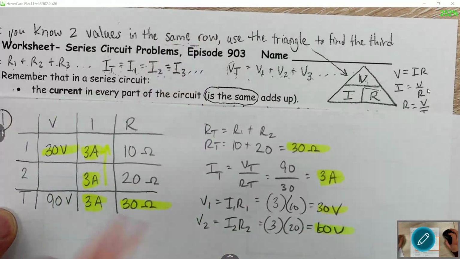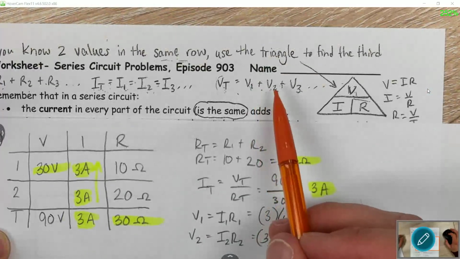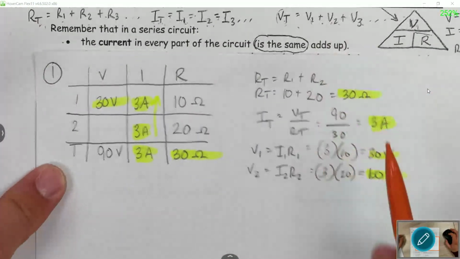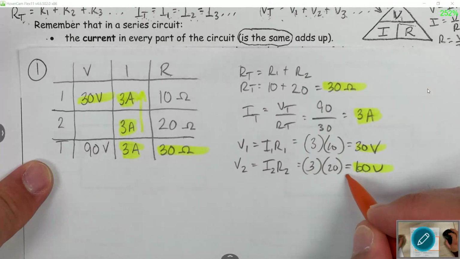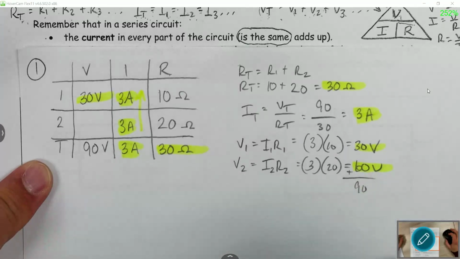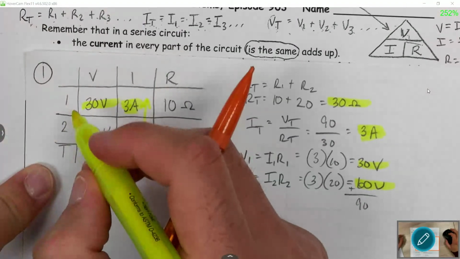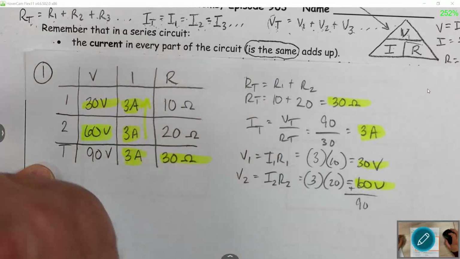Now, just a quick check: the voltage drops, your V1, V2, and V3, should all add up to the total. Let me just add up real quick. 30, yeah, that's 90, which matches the total. All right, so we're good. This 60, it works.